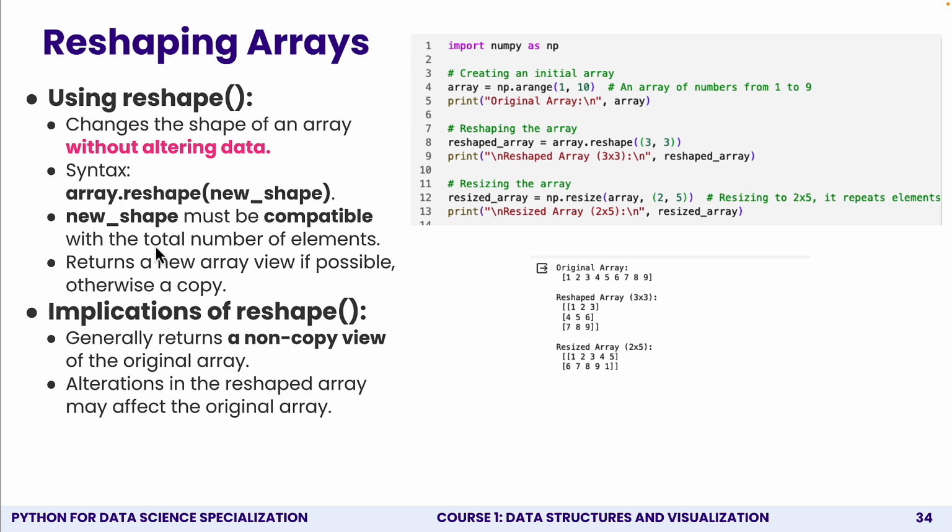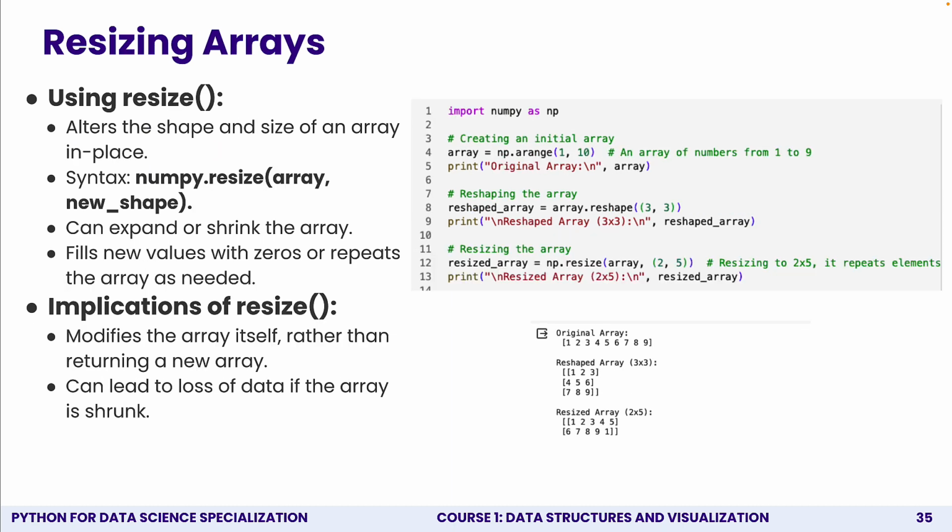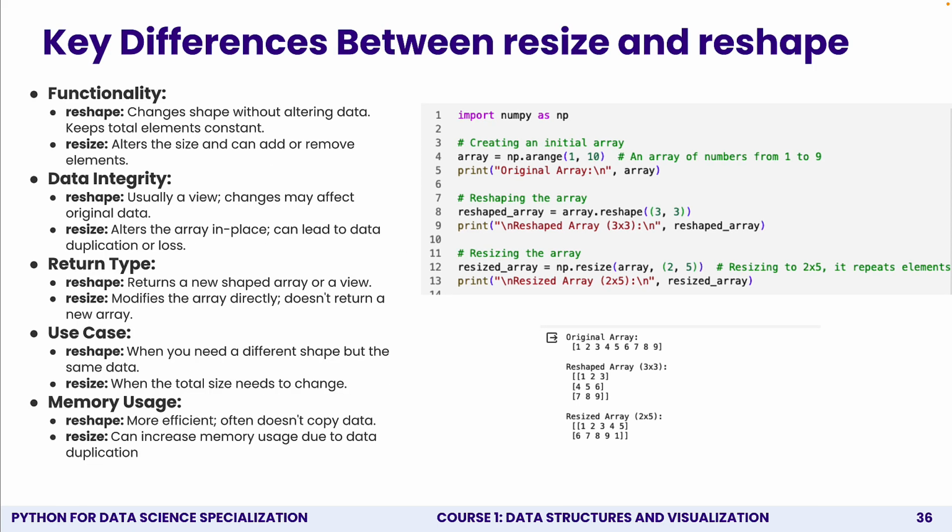So the new shape must be compatible with the total number of elements, and the application of reshape will create a non-copy view. What does it mean, a non-copy view? It will not create a new array in memory, it will change the array itself. And I will explain the difference between deep copy and shallow copy, which is a concept in programming languages and also applies here. Now, using resize, it will alter the shape and the size both together in place, and we use numpy.resize and provide the array and the new shape. Resize will modify the array itself and can lead to the loss of data if the array is shrunk, or additional data if we add more elements. So the size of the array, even in memory, is going to change.